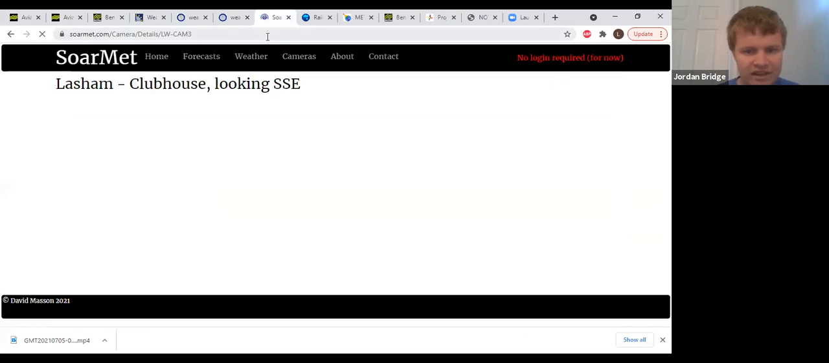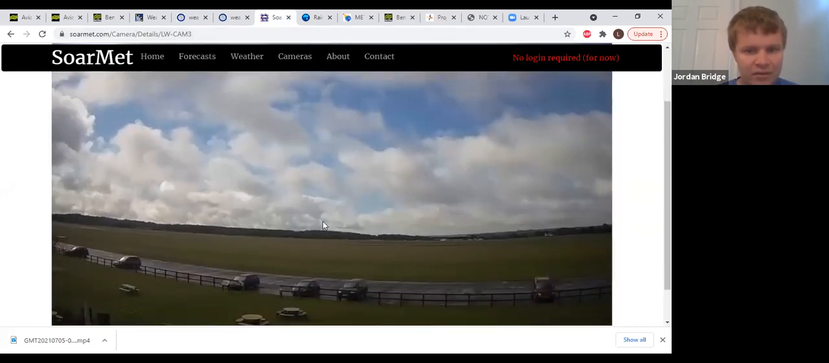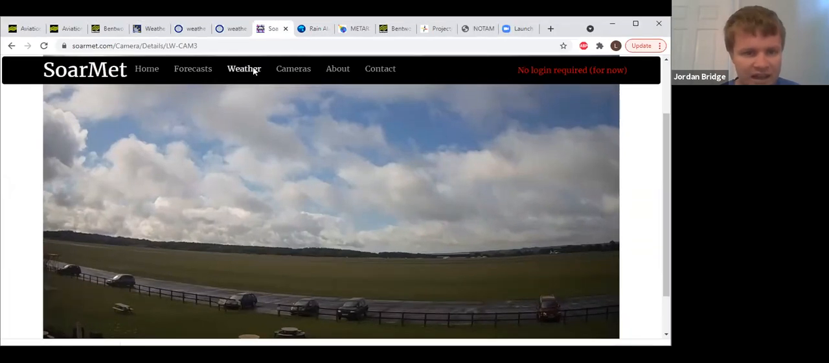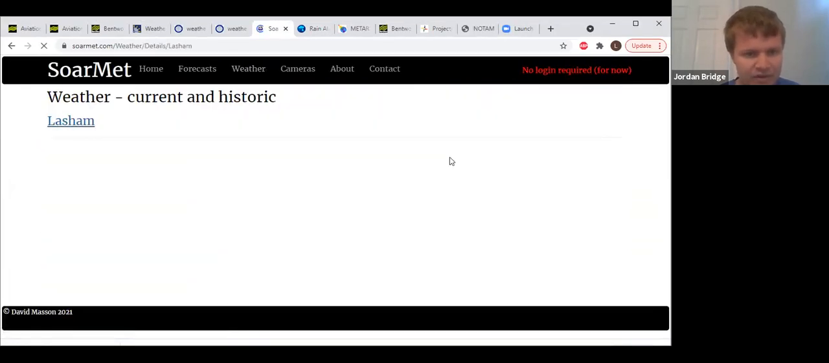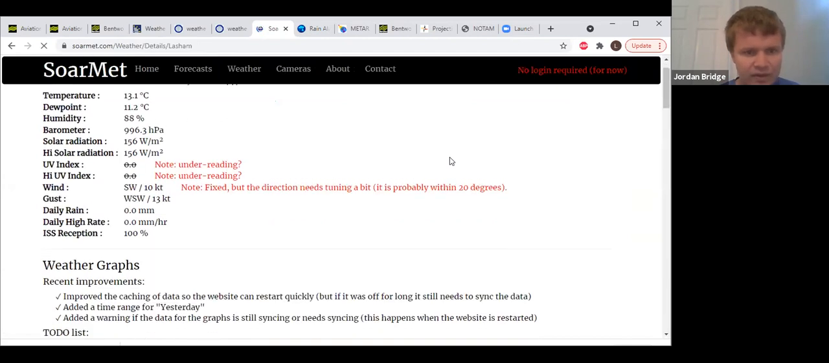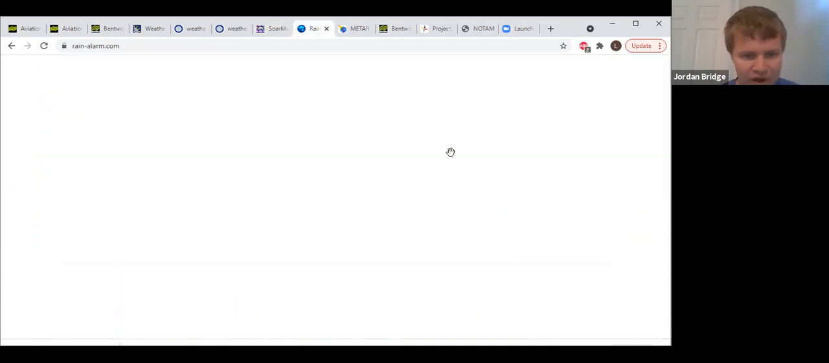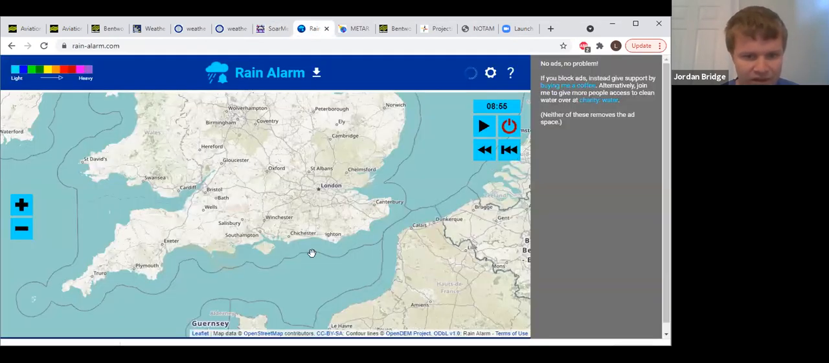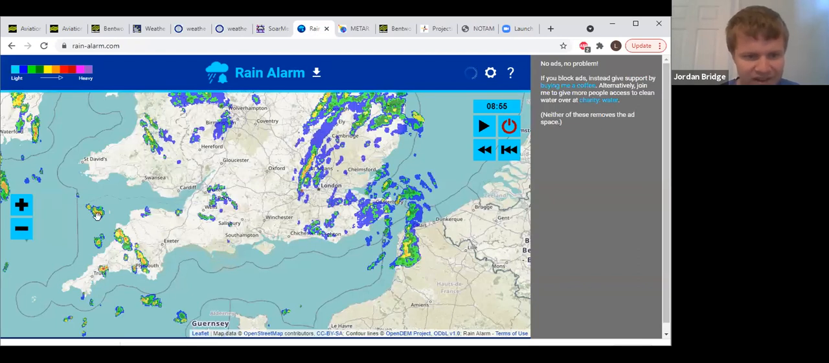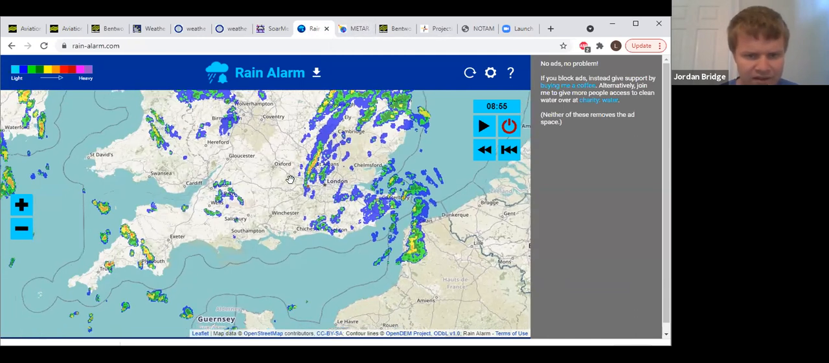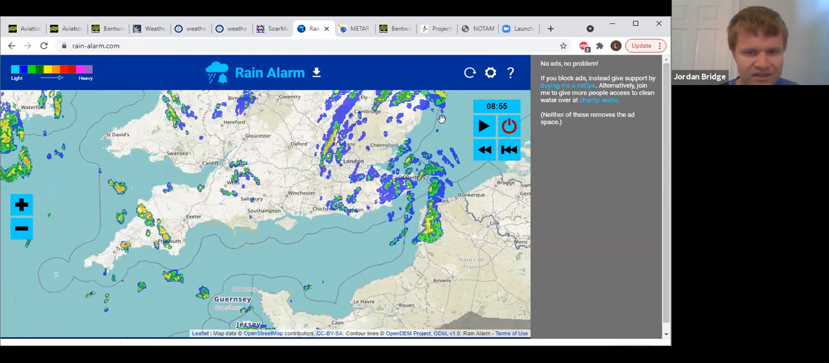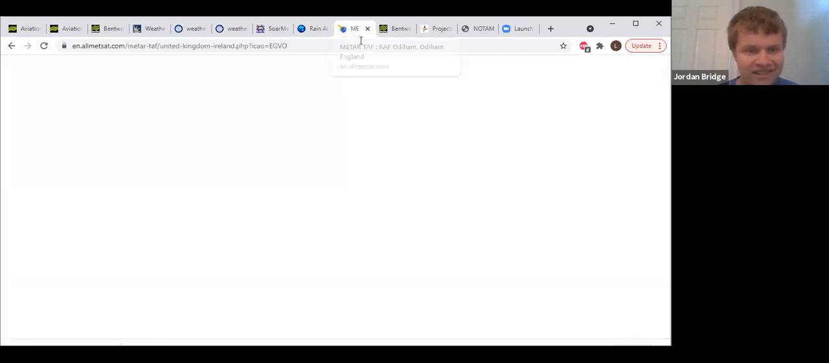Picture outside currently looks like that. It's starting to get a bit of a break in the cloud, as I said. So it'll be interesting to see how that develops. And at Lasham, we currently have a temperature of 13 and a dew point of 11, which is not particularly surprising given how low the cloud is. Rain alarm is showing that there are already showers in the not too distant future. You can see instability starts to build up over Devon and Cornwall. So yes, nothing immediate at the moment, but it is not going to stay great forever.